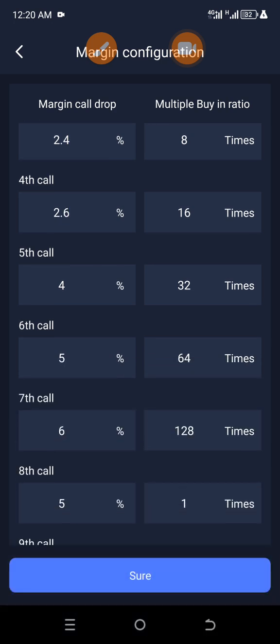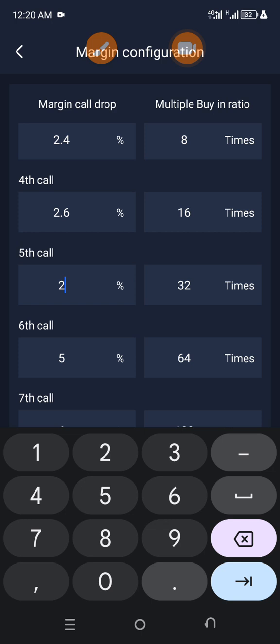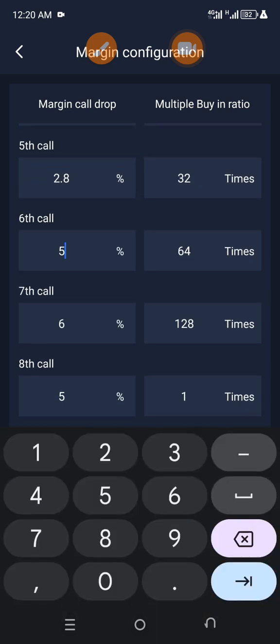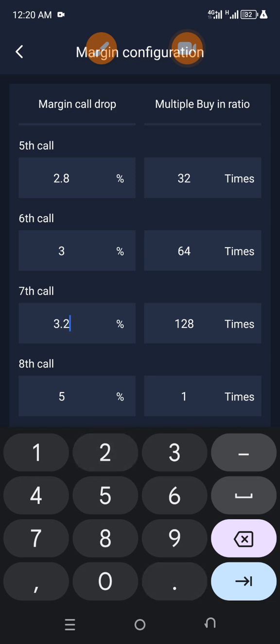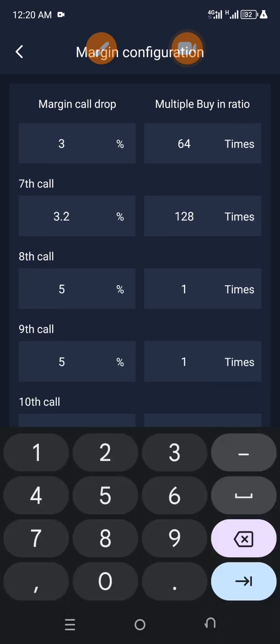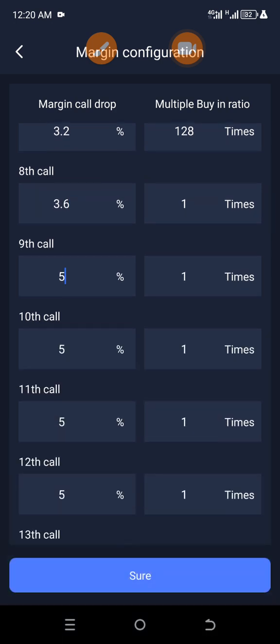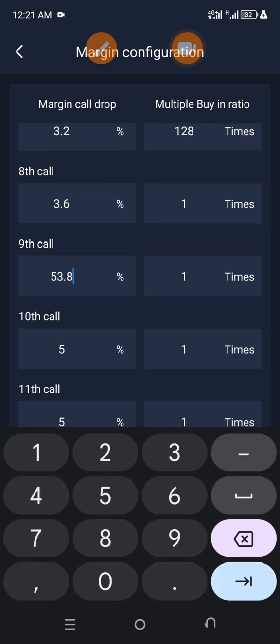Okay, then here is going to be 2.8. Here is going to be 3%. Here is going to be 3.2. Here is going to be 3.6. And the next one, 3.8.